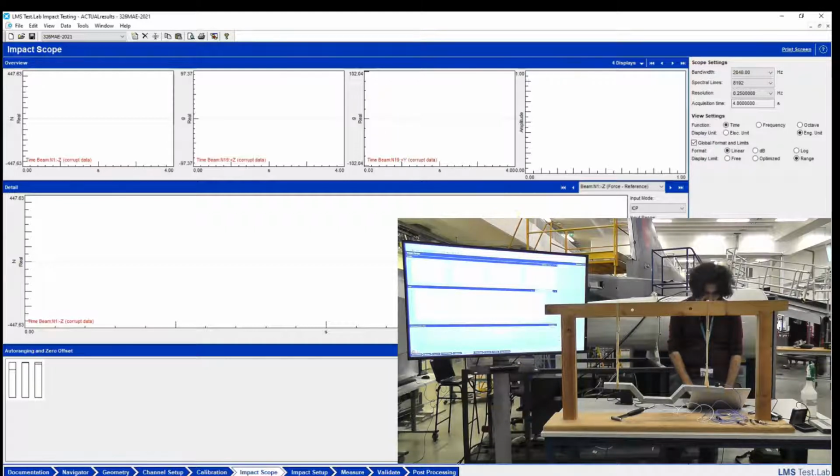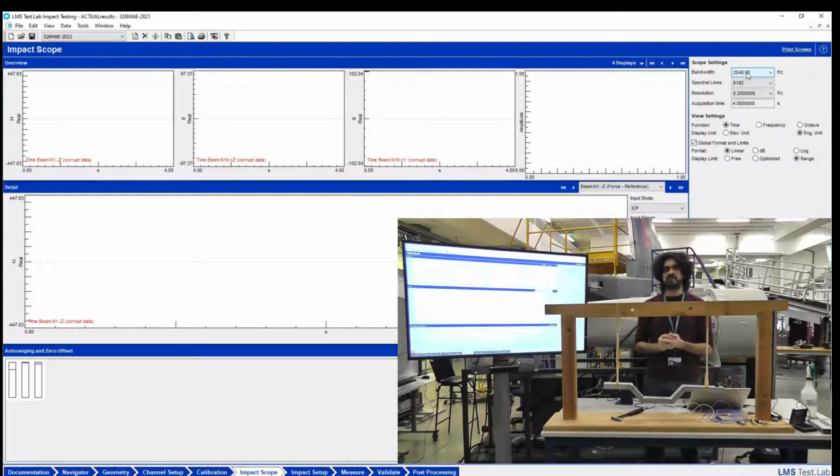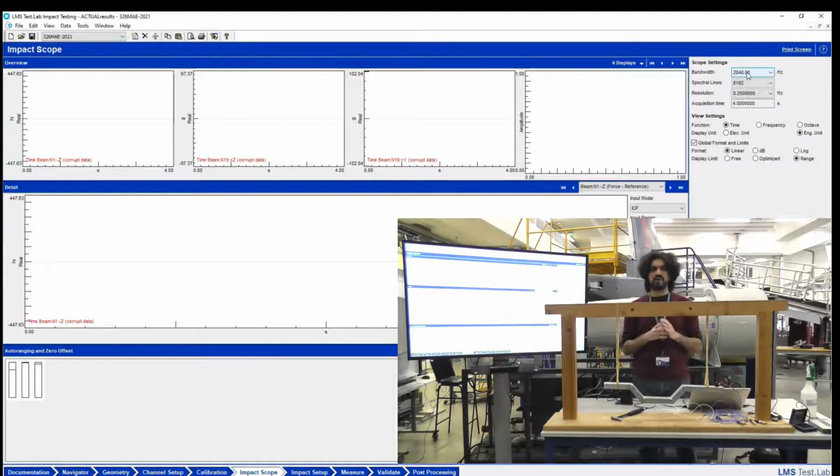Now I'm going to start recording something just to make sure that everything is working correctly, but first I need to set up some settings. What I want first is the bandwidth. The bandwidth is how much of the spectrum I want to capture. So we are interested in natural frequencies from 0 to 2000 Hertz, ideally.